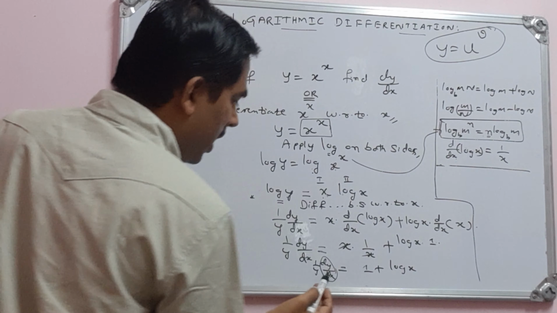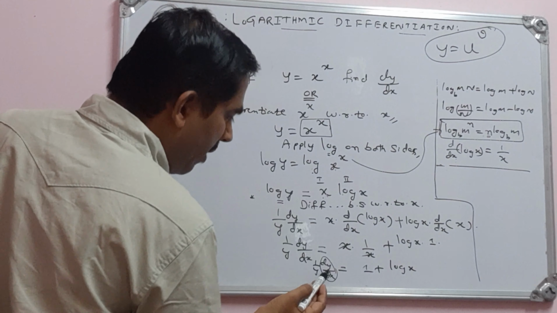Observe here, dy by dx. I don't want 1 by y. This y comes here, so you cross multiply. 1 plus log x as it is. The next step: dy by dx is equal to, this y comes here, so y into 1 plus log x. This is the derivative of the given function.